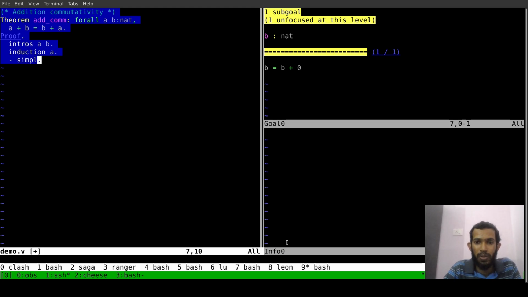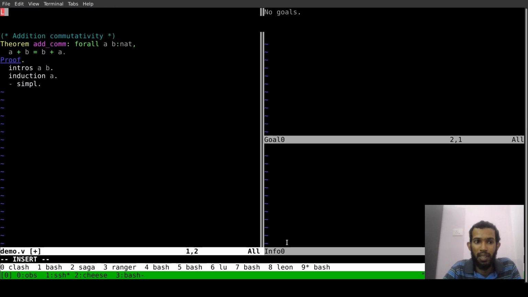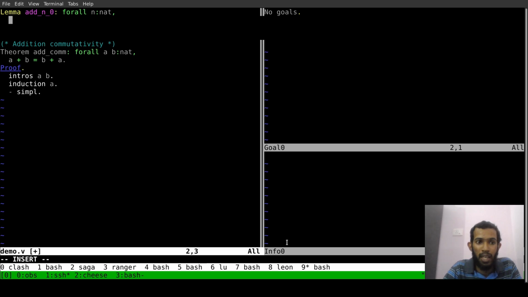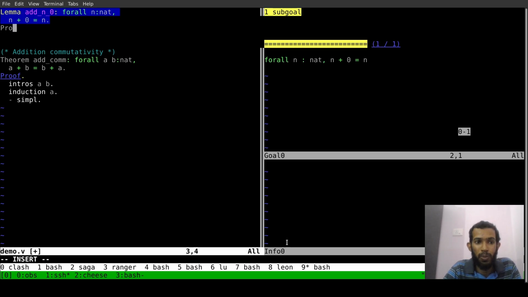Okay, so at this point it's as if Rocq doesn't know that b plus 0 is b, so we have to prove that as a separate thing. Let me call it add_n_0. I'm saying that for all natural numbers n, n plus 0 is n. So now I've got to prove that.